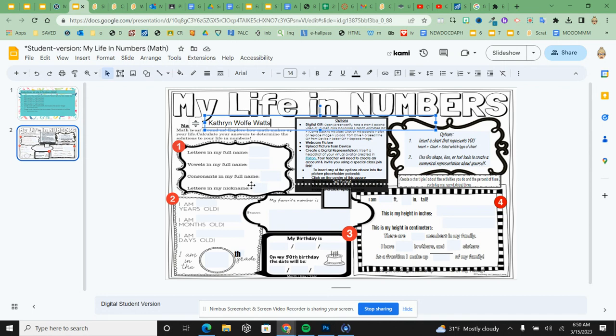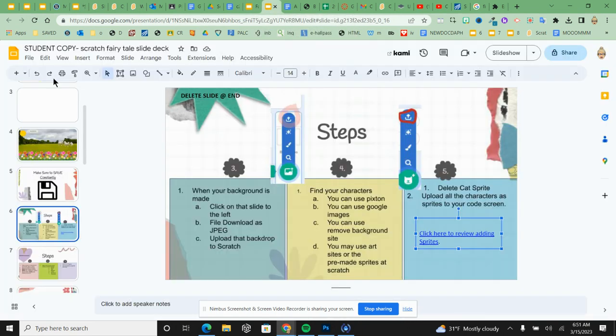And then letters in my nickname. So my nickname is Katie. If you don't have a nickname, if your first name is the name everyone calls you all the time, then you can just count the letters in your first name, okay? You're then going to count how many years old you are. That one's easy. The months one takes a little bit of math.